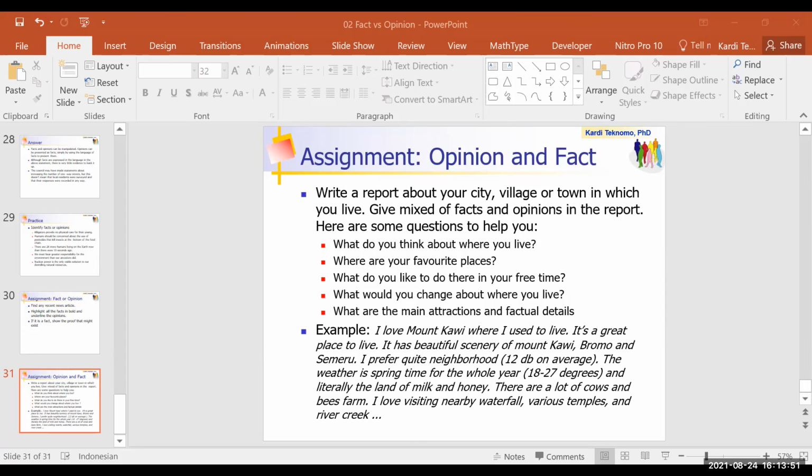The second assignment is individual, is that okay? You write a report about your city, your village, your hometown, basically. Say, I come from Bali, or I come from Kalimantan. Then you give a mix of fact and opinion in your report, and you highlight which one is opinion, which one is fact. These are the questions that help you to create it.